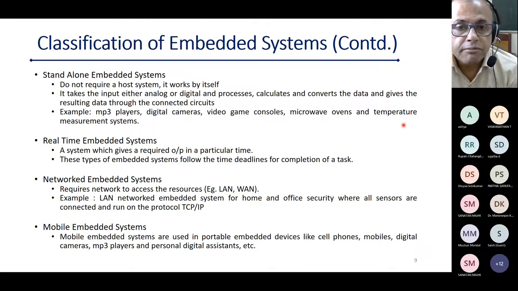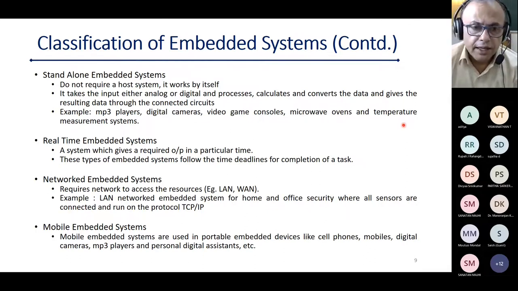It may be in the real-time system. In the real-time system I talked about, it is the glucose sensors. Then there is the network-based embedded system. In that case, we have to get access to resources like a LAN or WAN, a wireless network system or a LAN. Okay, and the mobile embedded system. Mobile embedded systems are used in portable embedded devices like cell phones, mobiles, digital cameras. Okay, and this way it will work.